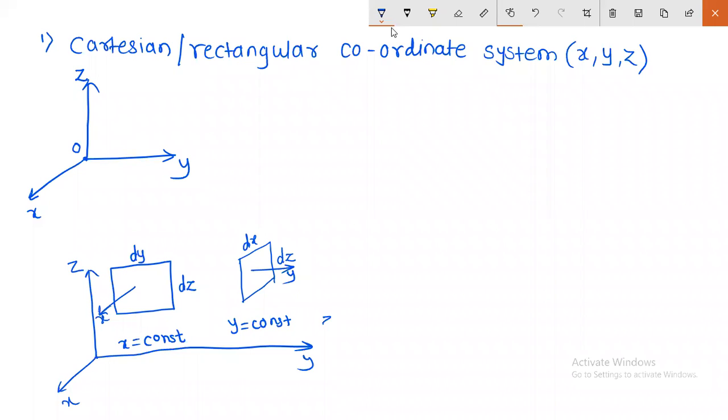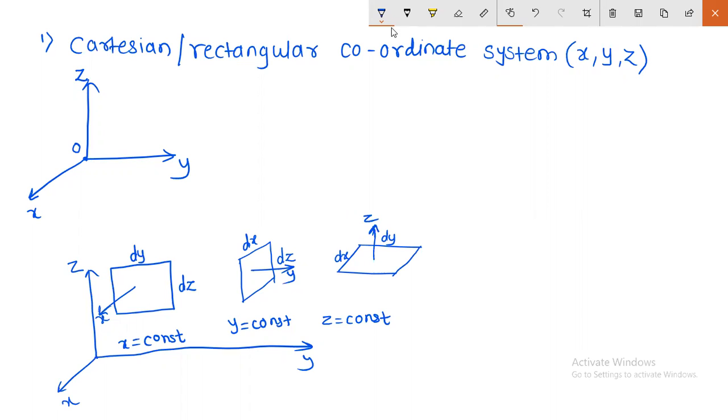Similarly, if you take z is equal to constant, then y and x should be present. So x is in this direction and y is in this direction, that is horizontal. This will be your differential surface area, that is, this is dx and dy when z is equal to constant and the z-axis is in this direction. So these are your differential areas.